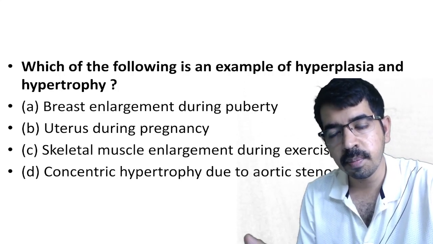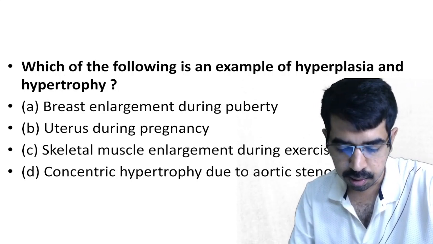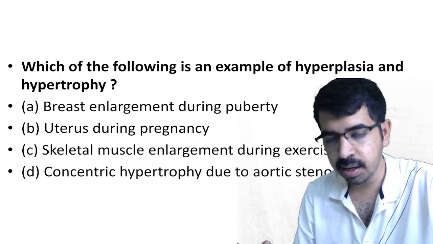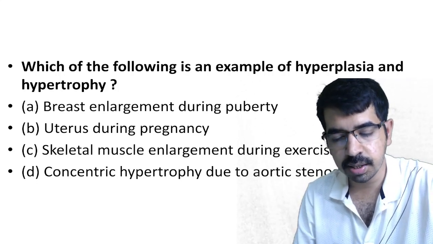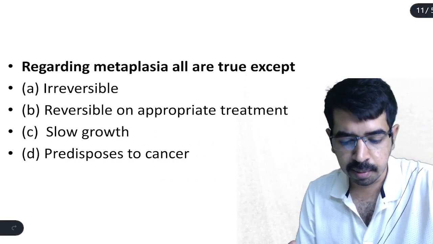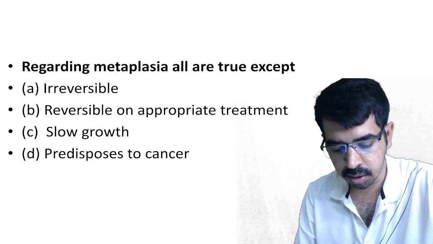And skeletal muscle enlargement during exercise: these skeletal muscles are post-mitotic cells, not capable of dividing. So that's an example of hypertrophy. Concentric hypertrophy due to aortic stenosis: again, cardiac muscles are post-mitotic cells, not capable of dividing. So hypertrophy. Regarding metaplasia, all are true except that they are reversible, not irreversible.